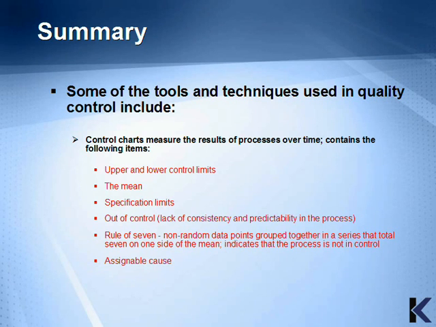Other tools and techniques include control charts, which measure the results of processes over time. It contains the following items: upper and lower control limits, the mean, specification limits, out of control or lack of consistency and predictability in the process, the rule of 7, which are non-random data points grouped together in a series that totals 7 on one side of the mean. This indicates that the process is not in control, and assignable cause.